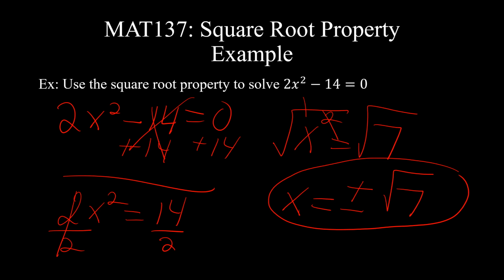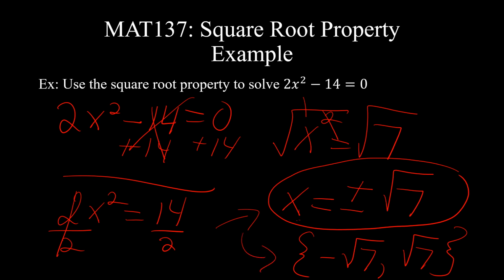And just as a quick side note, sometimes you'll see the solutions written like this, x equals plus or minus the square root of 7. Sometimes on your homework or in your book, it will write the solution in brackets. So it will take that plus or minus and separate them out: negative square root of 7, comma, positive square root of 7. If you see that on your homework, it's just another way to write the solution. I can either write plus or minus the square root of 7, or I can list them out separately in brackets. So x equals either negative square root of 7 or positive square root of 7.